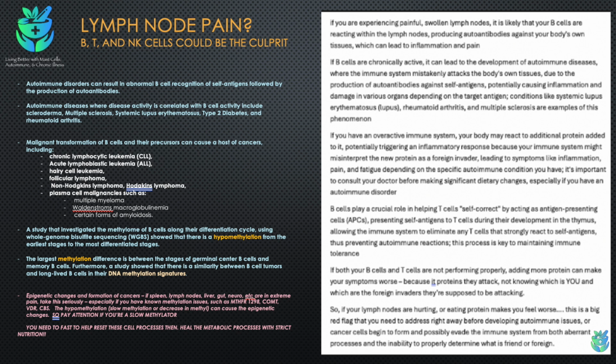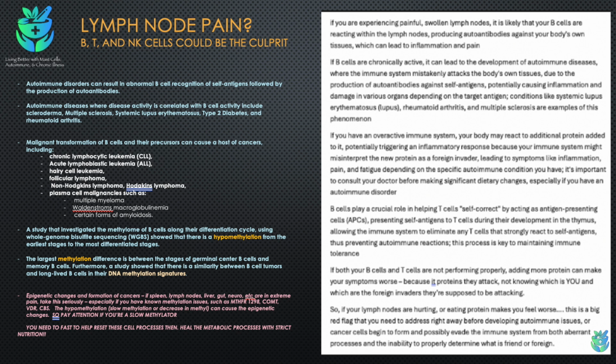Conditions like systemic lupus, rheumatoid arthritis, and MS are examples of this phenomenon. If you have an overactive immune system, your body may react to additional protein added to it, potentially triggering an inflammatory response because your immune system might misinterpret the new protein as a foreign invader, leading to symptoms like inflammation, pain, and great fatigue, depending on the specific autoimmune condition you have. It's important to consult your doctor before making significant dietary changes, especially if you have an autoimmune disorder.